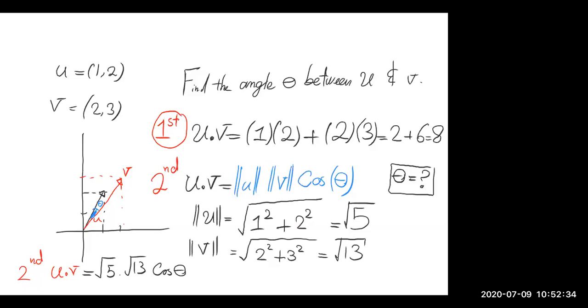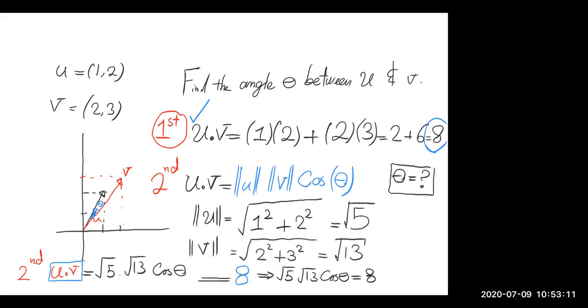But note that at the same time, the first way actually tells us u dot v, this inner product. We know the value of the inner product. From here, it says the value of the inner product is equal to 8. So square root of 5 times square root of 13 times cosine of theta must be equal to 8. There is no other way. These two different things are supposed to give us the same answer. There are two different ways to compute the same thing.